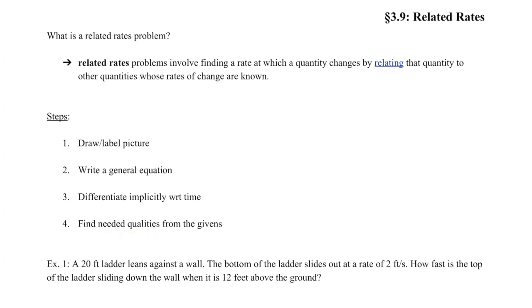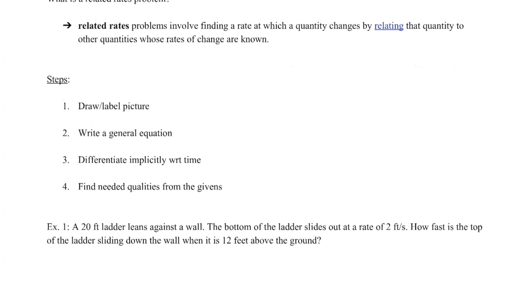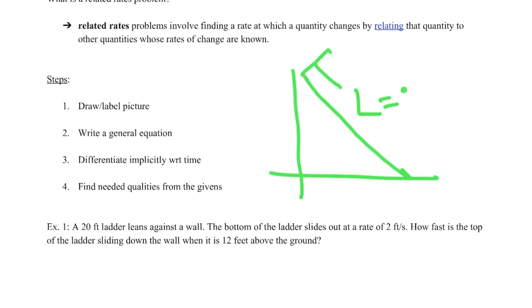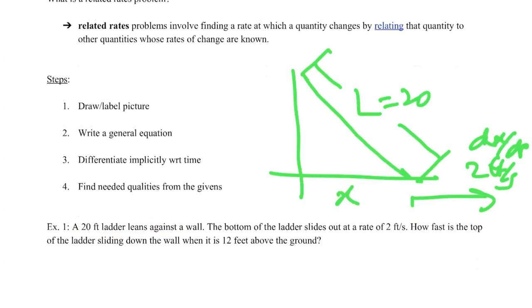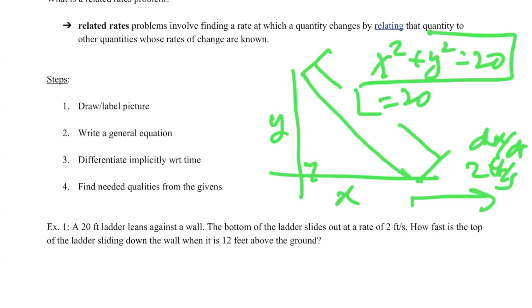So for example, this is the given information. This 20-foot ladder is against the wall. The bottom is sliding out. So we're going to have to graph this out first. That's L right there, guys. That L is 20, and the bottom is sliding out this way at 2 feet per second. Let's call that x, then that is dx dt. And let's call that y. So x squared plus y squared is 20 squared. We have an equation right here.